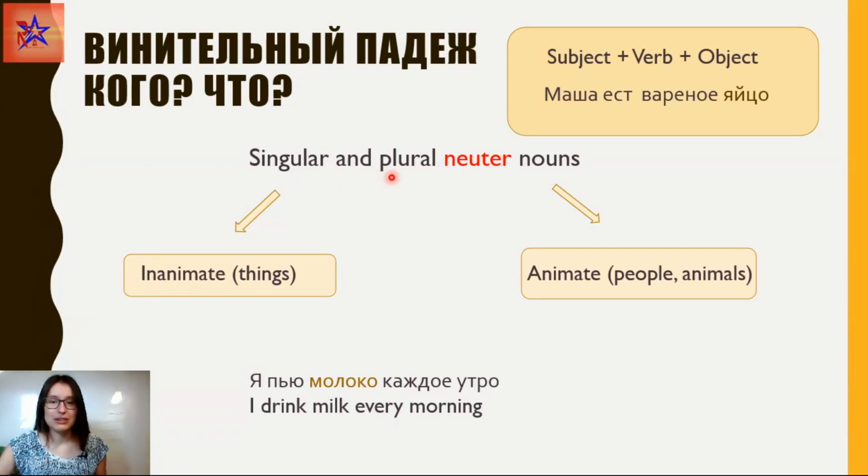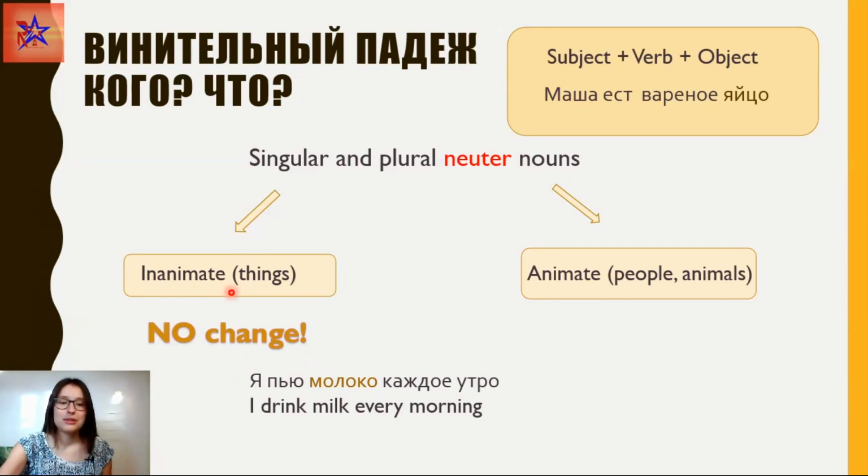Now let's move to the singular and plural neuter nouns. Again, animate and inanimate things. There is good news that animate things don't change. And another good thing is that the vast majority of the neuter nouns are inanimate. So you don't need to learn the endings of the singular and plural neuter nouns because they don't change. Я пью молоко каждое утро. Я ем яблоко каждое утро.